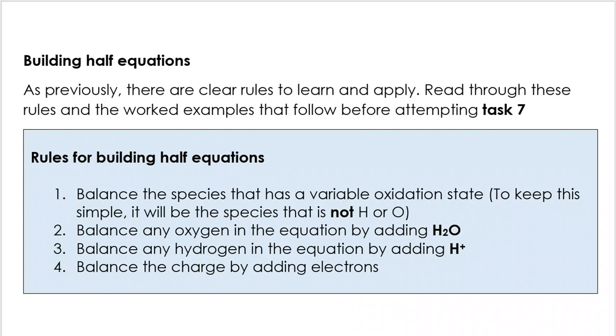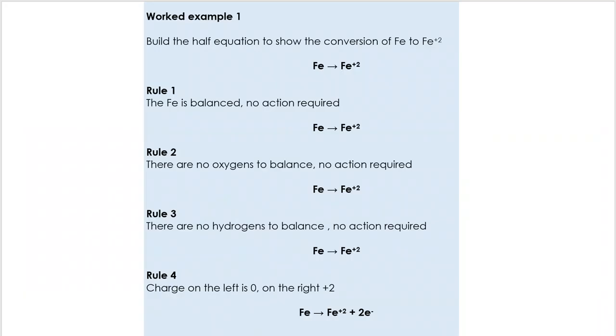So you've got to work through systematically every single time. Do I need to do the rule or follow the rule? And if I do, what do I need to write down? So let's take a look at the first example.